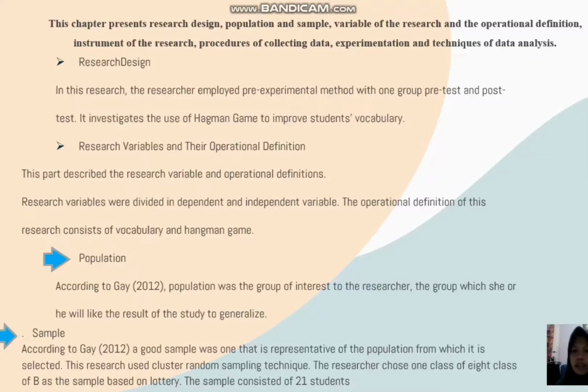is one that is representative of the population from which it is selected. The research uses a cluster random sampling technique. The researcher chooses one class, class A or class B, as the sample based on a lottery. The sample consisted of 1,221 students.